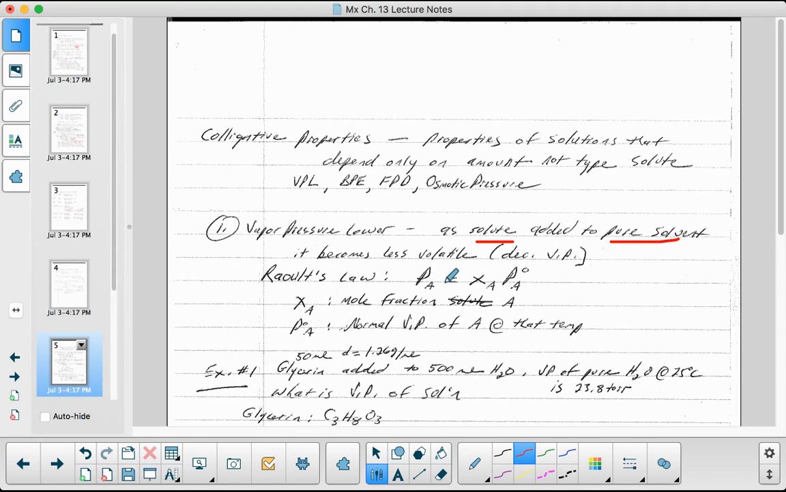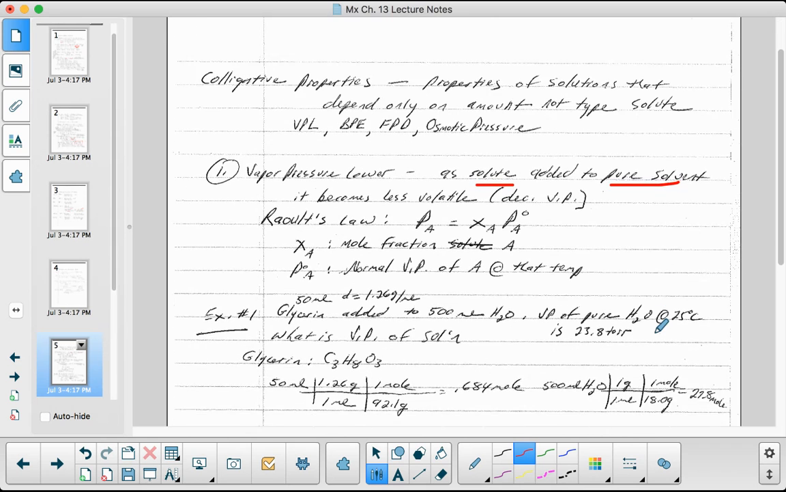And Raoult's law is that the pressure of the solution, or the vapor pressure of the solution, is equal to the mole fraction times the normal vapor pressure at standard temperature, or whatever the temperature is that the scenario is taking place at.